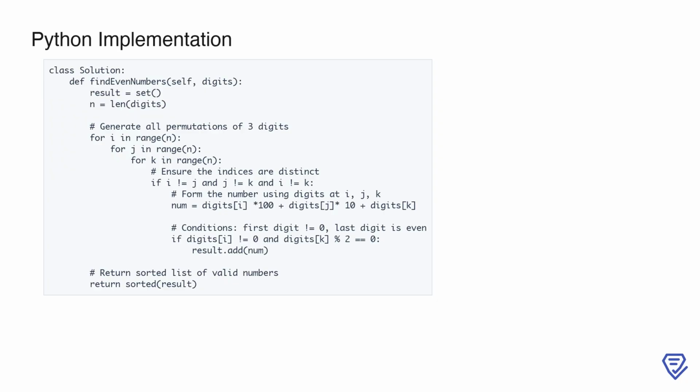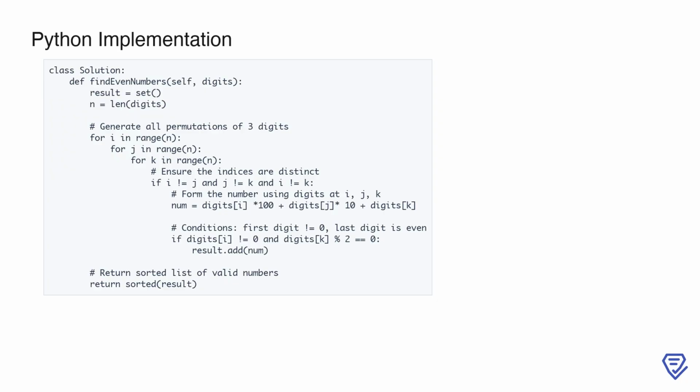4. Forming the number. For each valid combination of indices, a number is formed using the formula: number = digits[i] * 100 + digits[j] * 10 + digits[k]. This constructs the 3-digit number from the selected digits. 5. Validating conditions. The first digit, digits[i], must not be 0 to ensure a valid 3-digit number. The last digit, digits[k], must be even, as the number must be even. If both conditions are satisfied, the number is added to the result set.